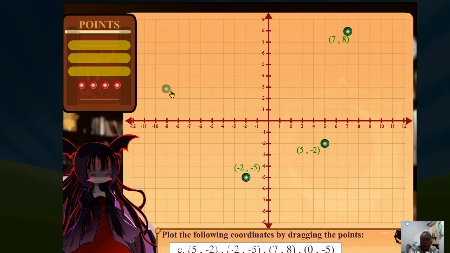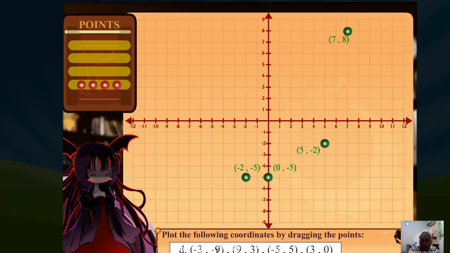Next is 0, negative 5. We start here, because that is 0, we're not going to the right or to the left. We'll just stay here. Then we take the negative 5. Negative 5 is down 5. So you're here. Very good.